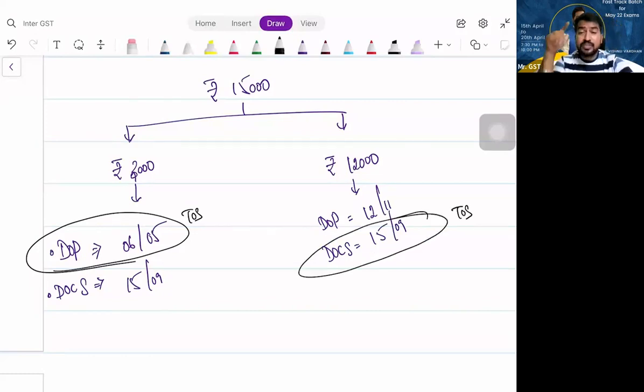Yes, sir. Now see, in goods, if you receive an advance, there is a different provision. You will not compare the date of payment. But in services, there is no such thing. There is no such relaxation.